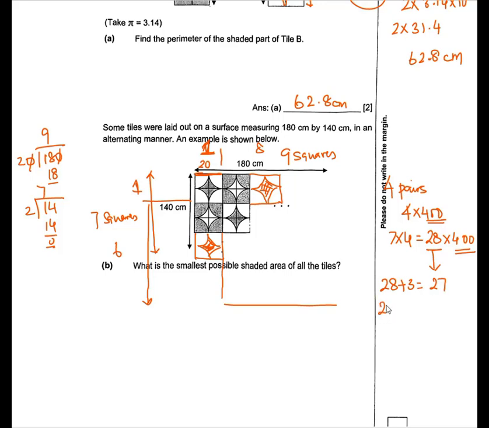The area of those squares is 27 times 400. So that is 0, 0 as it is. 4 sevens 28, 8, 2, 4 twos 8, 9, 10. So 10,800 square centimeters. That is the area formed by all these squares.